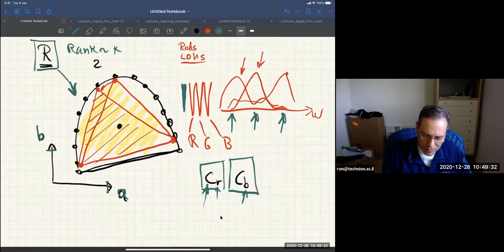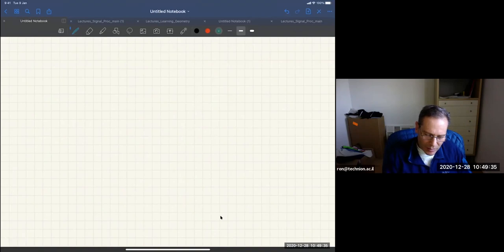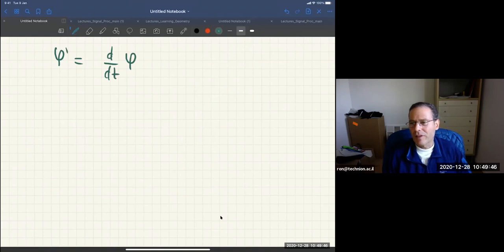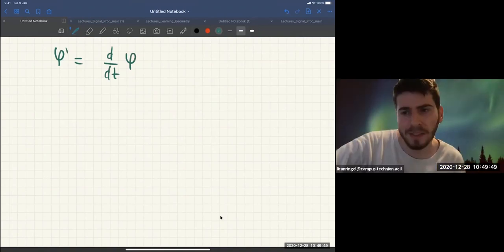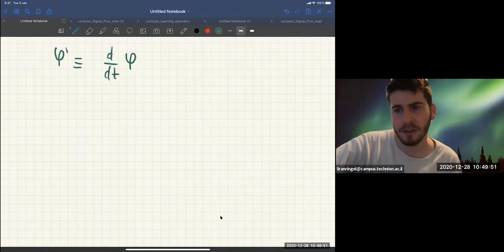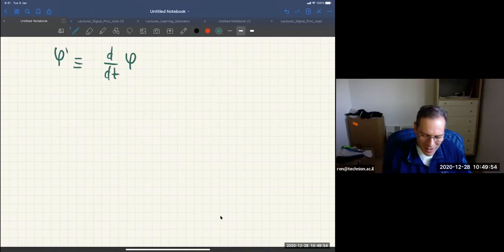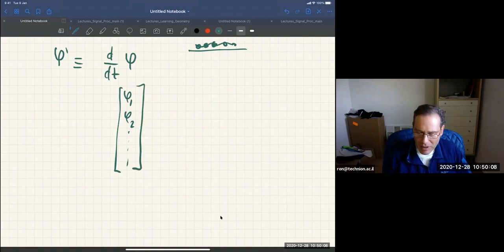Okay, so let me go to this writing like that. What is psi prime? Psi prime is taking my d over dt and applying it to psi. You agree with that? I haven't done anything that you haven't seen before. Yeah, but there it's a vector, not a function. Wait. Now we approximate it, okay? So psi was a function, and now I'm sampling it as we did in the course. And now psi would be psi one, psi two. These are the numbers corresponding to my psi. And now I would like to approximate the derivative at this point. How should I do that?